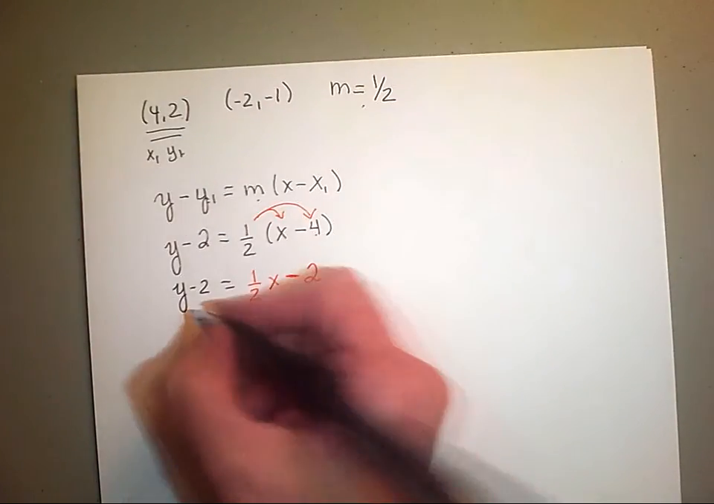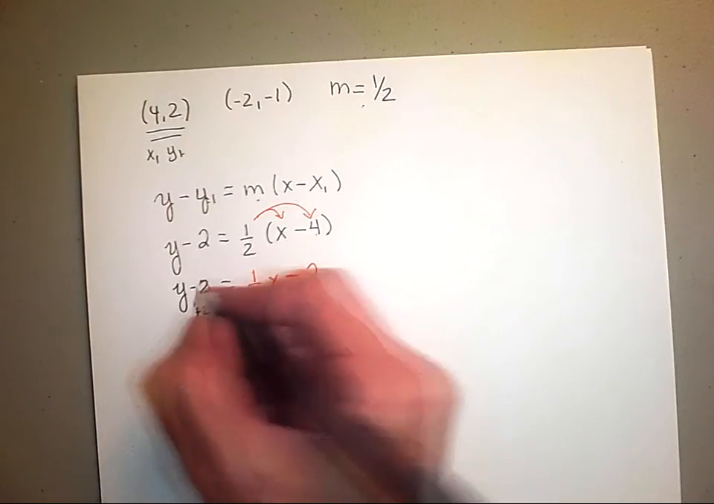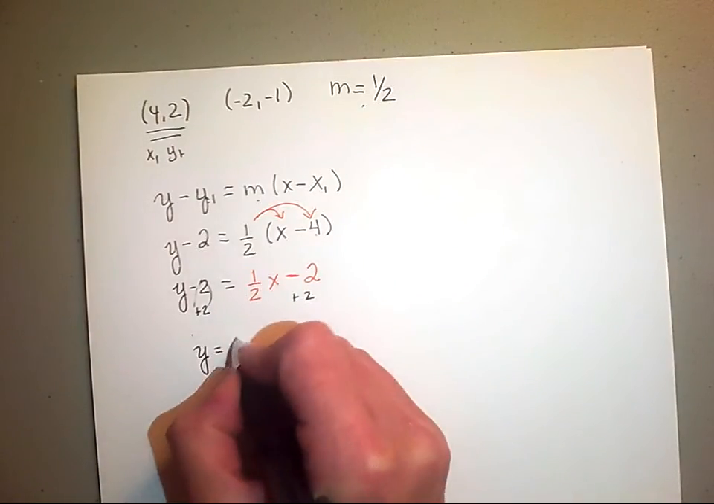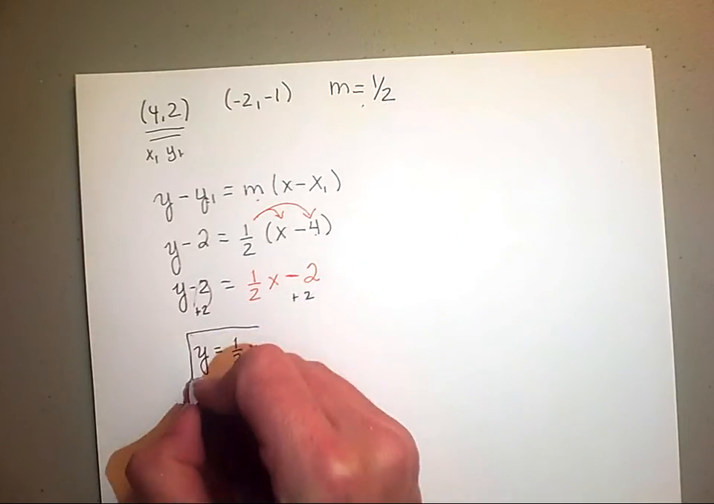Now if I try and solve for y, I'll add 2 to both sides. So the 2's will go away here. We'll be left with 1/2 of x, but they will also cancel on this side.